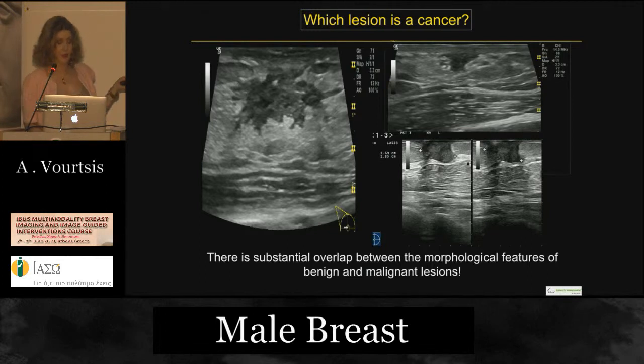Now, which lesion of this is a cancer? We spoke about this dendritic type of gynecomastia. This is gynecomastia over here again. However, these images in the bottom here were invasive ductal carcinoma.